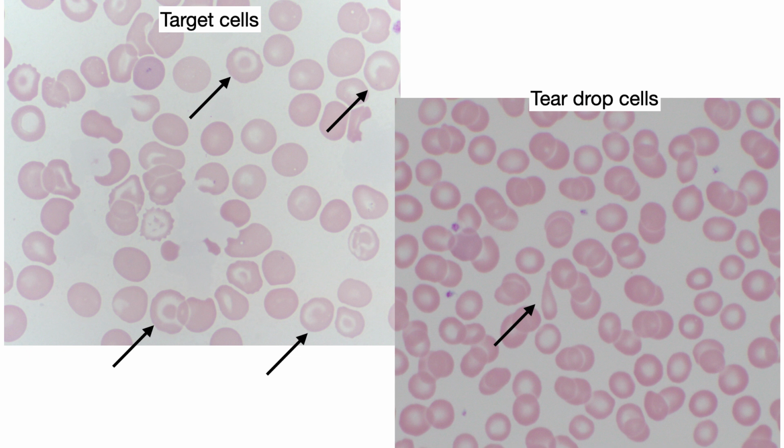Teardrop cells. With dacrocytes, you can see right there, it kind of looks like a teardrop. So my idea is it's kind of the red blood cell is trying to pull itself out of the fibrosis and kind of stretches itself out.